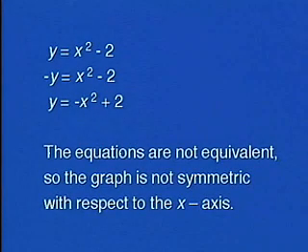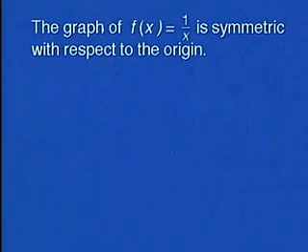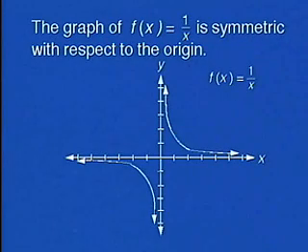Therefore, this equation is not symmetric with respect to the x-axis. Let's take a look at another type of symmetry, a symmetry that's referred to as symmetric with respect to the origin. The graph of f of x equals 1 over x is symmetric with respect to the origin. Let's go ahead and plot that graph and see what we mean by that.